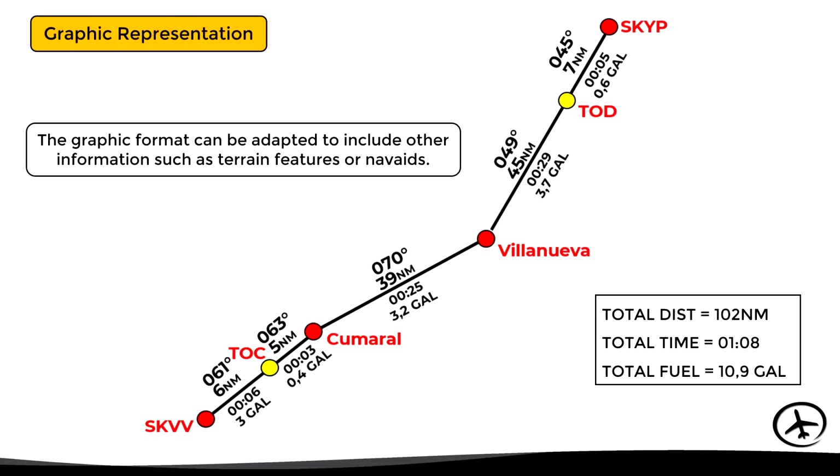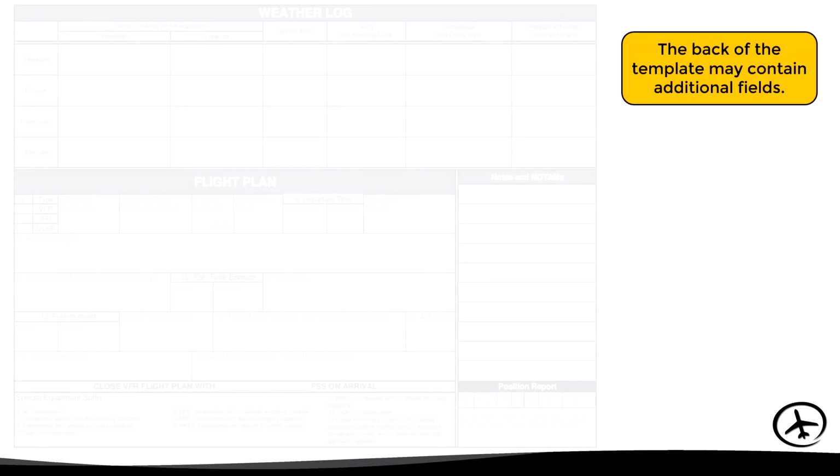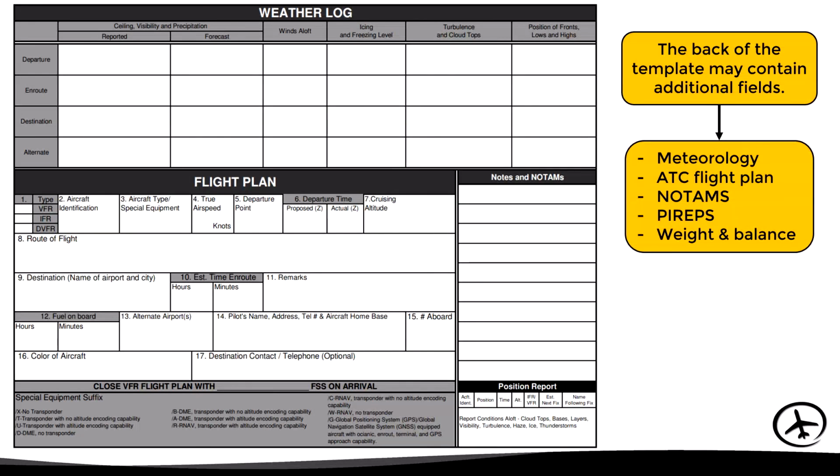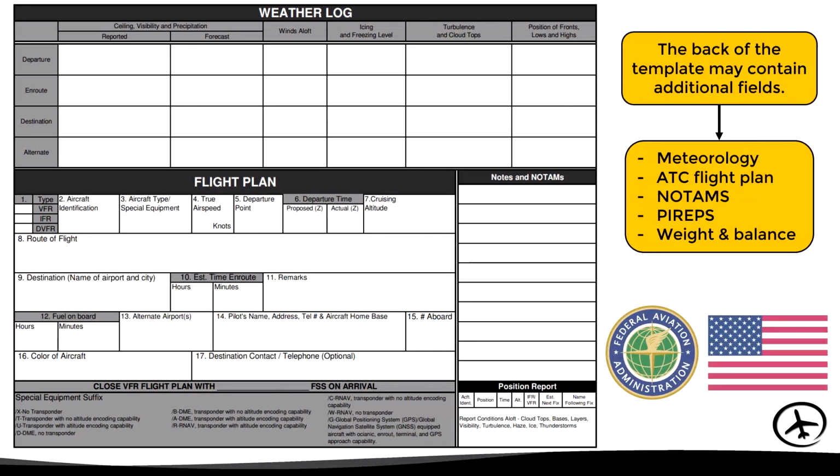Finally, we have to say that some templates include a backside, which may contain additional fields related to meteorology, the ATC flight plan, NOTAMs, PIREPs, or weight and balance considerations. This particular example is the backside of the Jeppesen template, which is adapted to the standards and requirements of the FAA, but it might be useless when flying in other countries under different regulations.